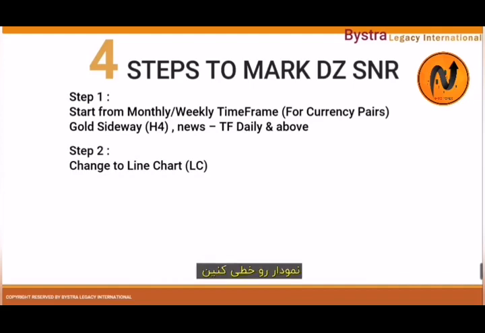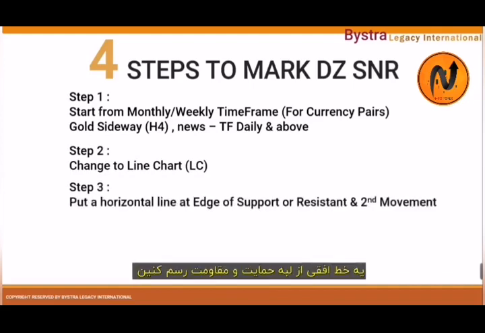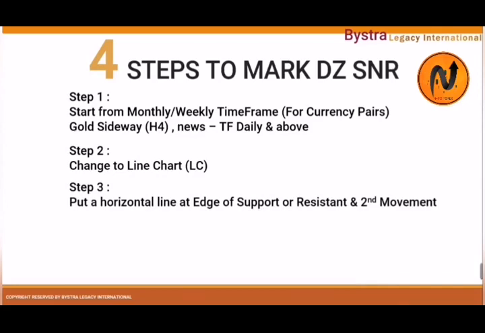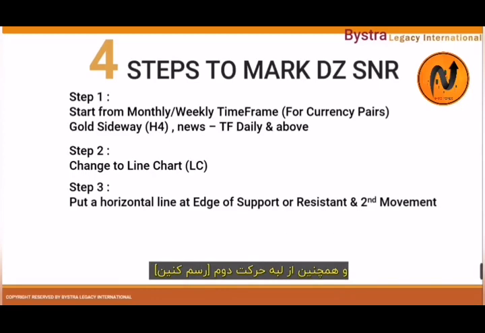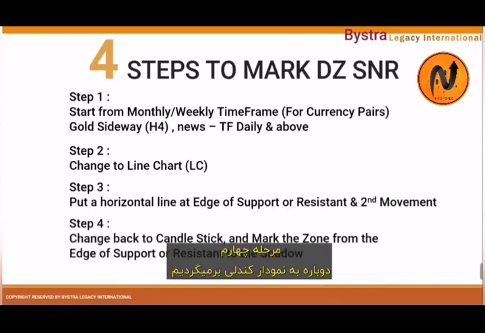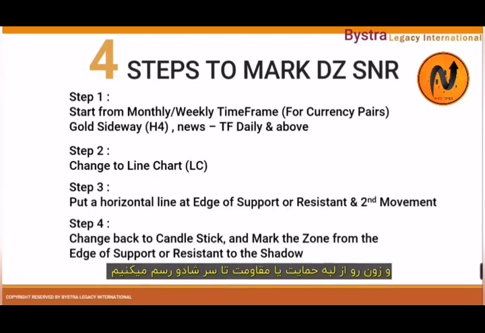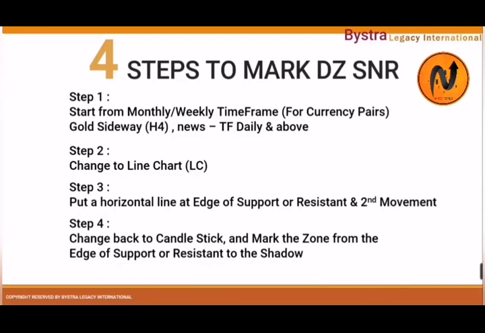Step 2, change to line chart. Step 3, put a horizontal line at the edge of support and resistance and the second movement. Step 4, we change back to our candlestick. Mark the zone from the edge of the support or the resistance all the way to the shadow, or the wick, you want to call it. So I'll show you the example on the next slide.